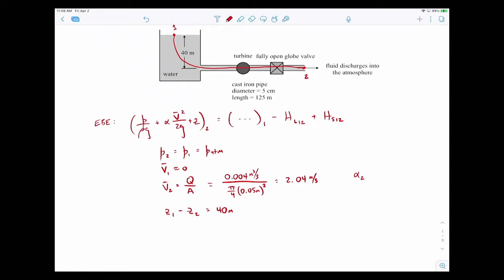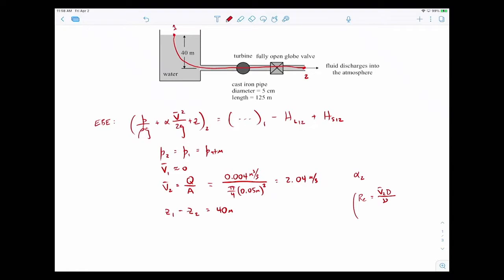How do I figure out whether it's laminar or turbulent? Calculate the Reynolds number. So let's do that down here. The Reynolds number is going to be the velocity at 2, since we're calculating the Reynolds number to find the kinetic energy correction factor. So it's V2 times what? What's my length scale? Diameter, yep. The same diameter through the whole pipe, divided by the kinematic viscosity.